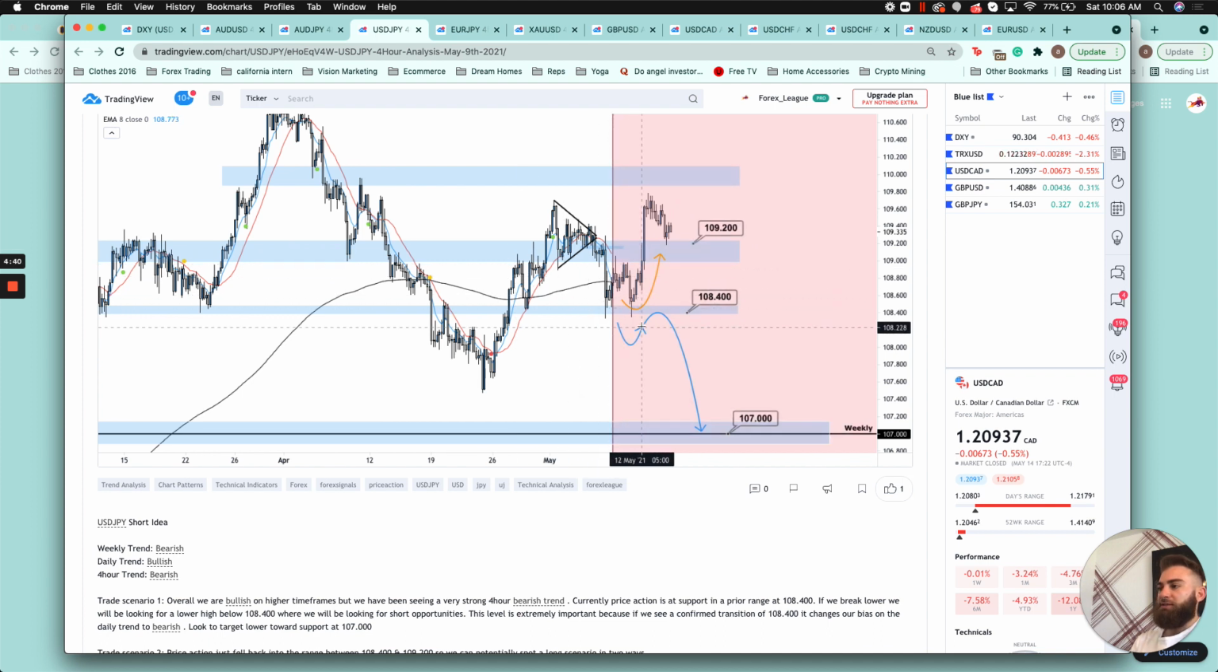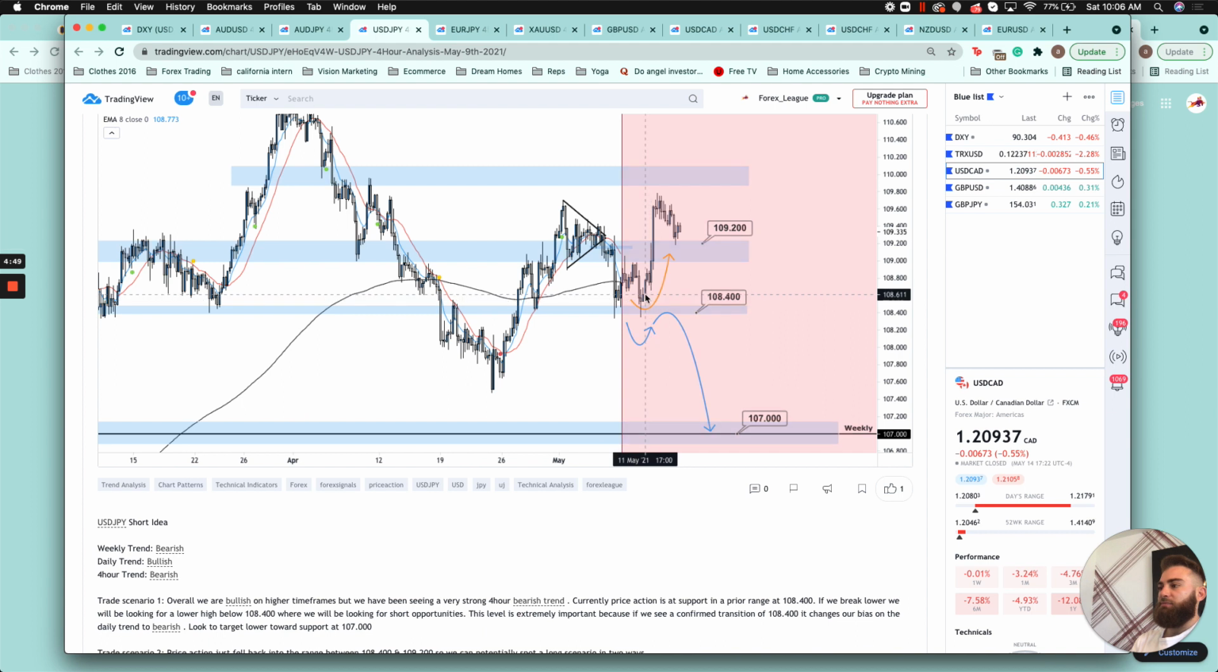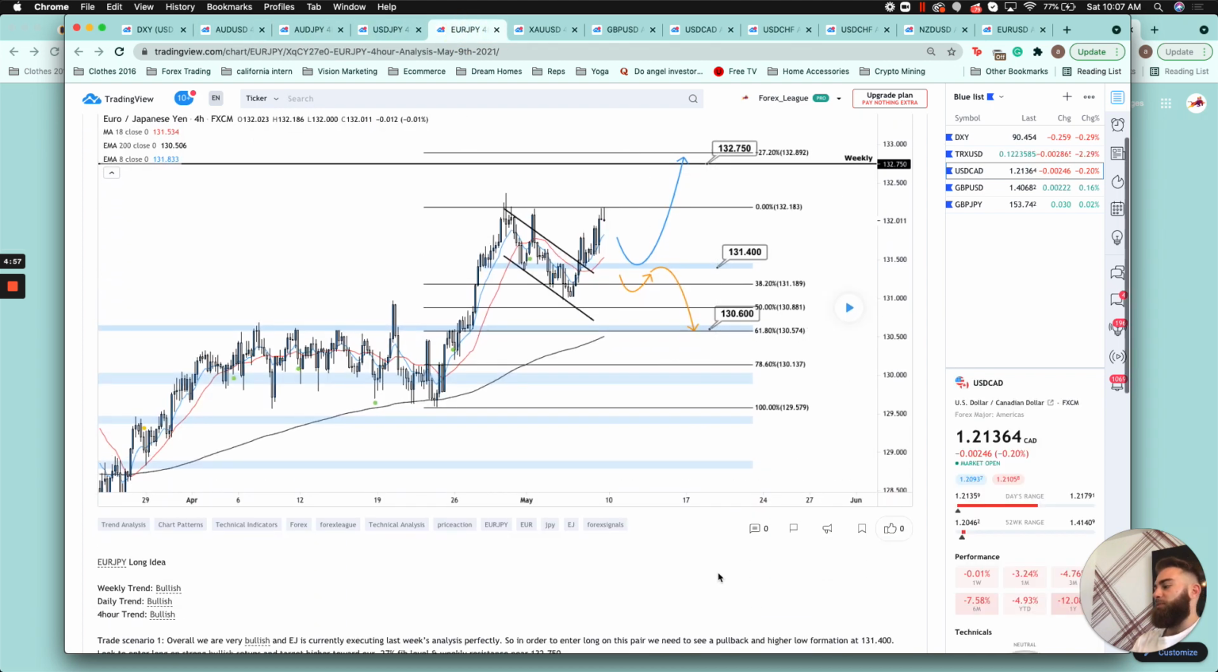So let's see how it played out. Price clearly respected this 108,400 area, found support here, and shot to the upside. So this thing certainly respected the main support level. So it could have entered into buys right after this wick and bullish engulfing. Could have entered on this break and retest on that lower time frame. Let's go to Euro JPY next.